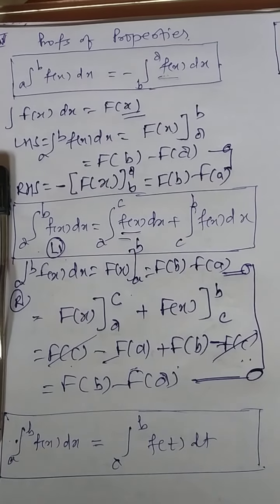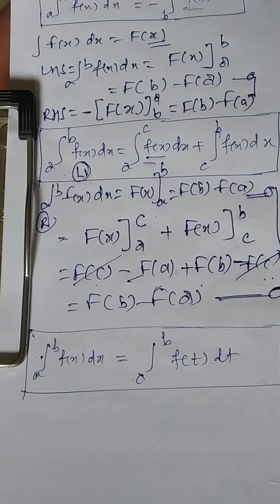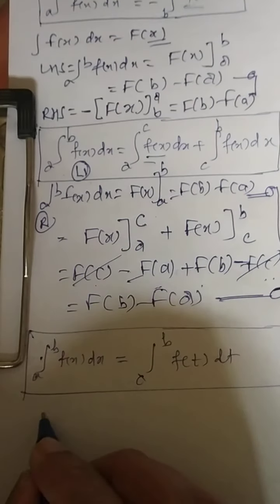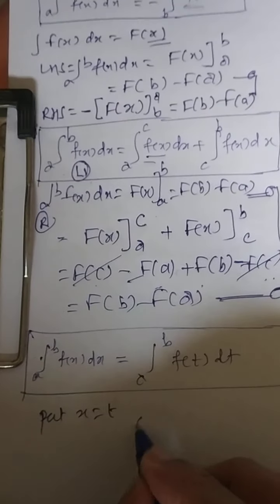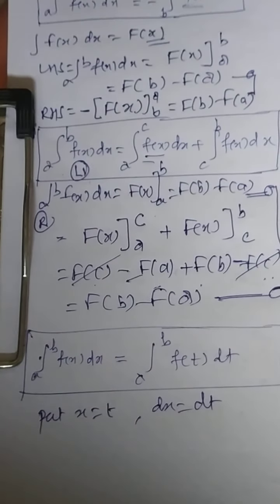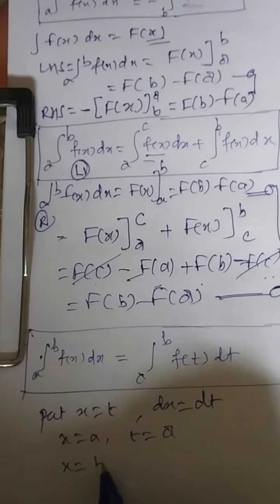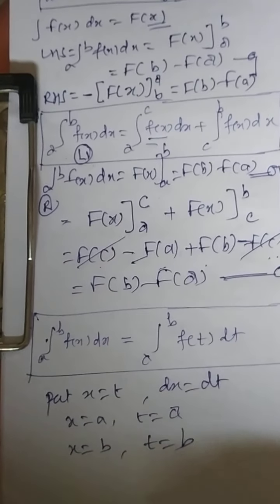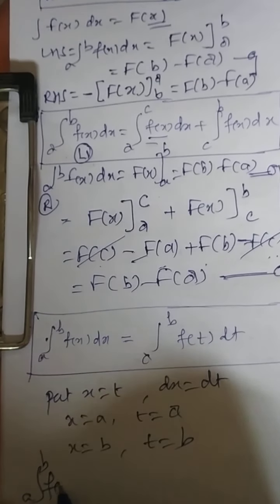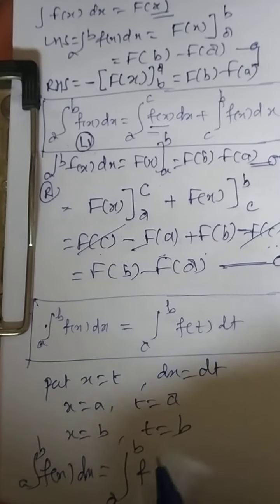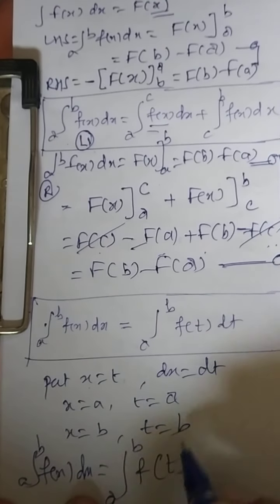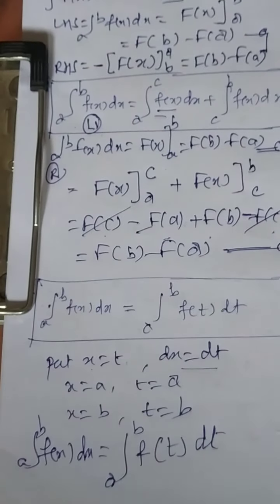Now, here, how to answer this change of variable? We have talked about change of variable. So what is the method? Put x is equal to t. What is the value of dx? It will be equal to dt. So it's nothing but change of limit. Suppose x is equal to a, then t will be equal to a. If x is equal to b, then t will be equal to b. Therefore, integral a to b f of x dx can be written as, it is a substitution method, lower limit remains the same, upper limit remains the same, but x will be t, so it will be f of t, and dx is nothing but dt. So that is why we have used this technique.